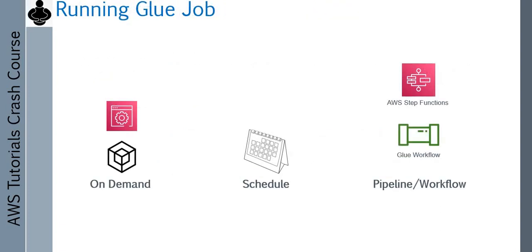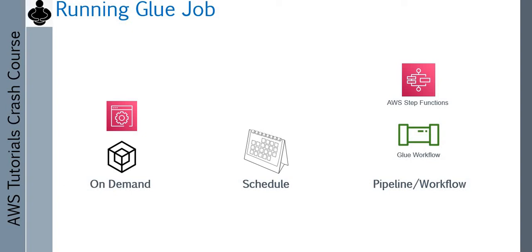Now, when you create a Glue job, actually you can run it in three ways. You can run it on demand, which you can do from the AWS Console, or you can also make an API call or CLI call to start the Glue job. You can also schedule the Glue job. So if you want your Glue job to run based on a schedule at certain frequency, you can configure that as a part of your Glue job configuration.